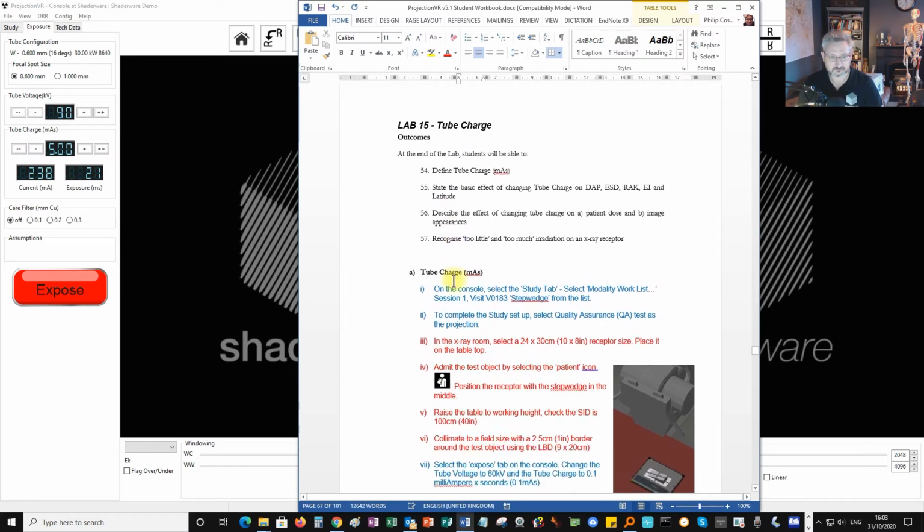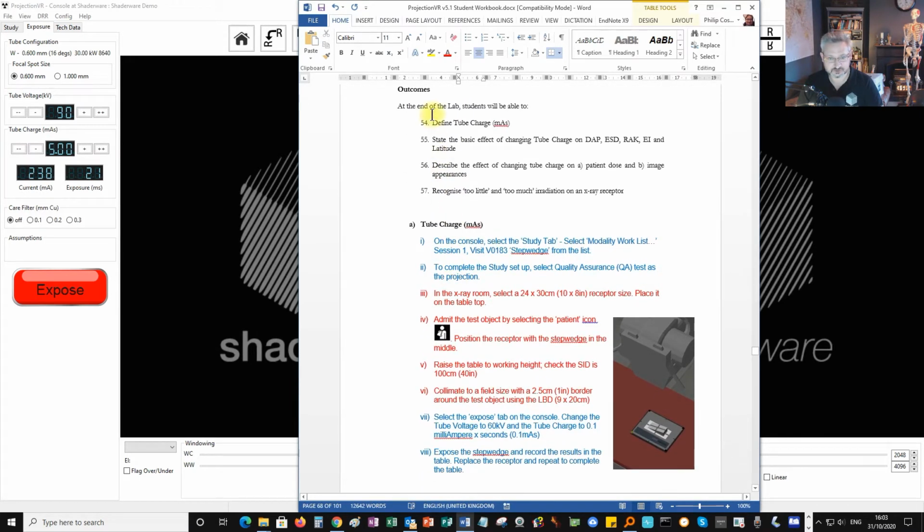Okay, so tube charge, we're going to define it. We're going to state the basic effects of it. We're going to describe the effect on patient dose and image appearance, and we're going to recognize what too little and too much irradiation on an X-ray receptor looks like.